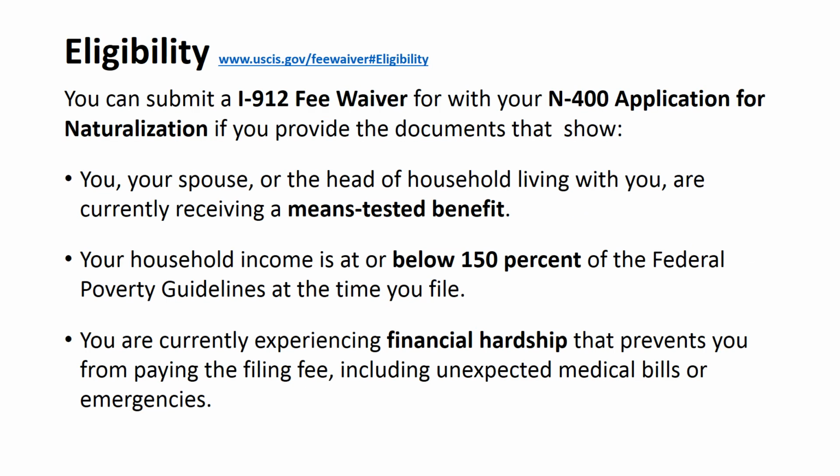Eligibility. You can submit an I-912 fee waiver for your N-400 application for naturalization if you provide the documents that show you, your spouse, or head of household living with you are currently receiving a means-tested benefit. Your household income is at or below 150% of the federal poverty guidelines at the time you file. You are currently experiencing financial hardship that prevents you from paying the filing fee, including unexpected medical bills or emergencies.